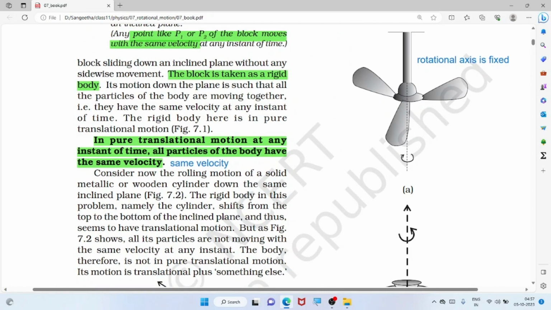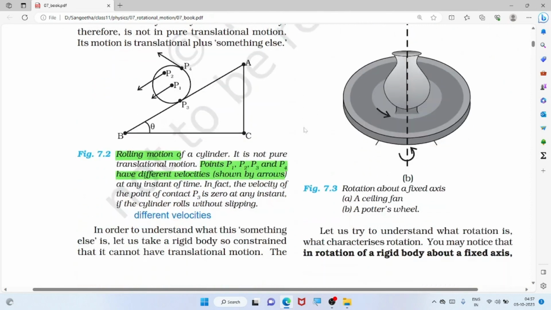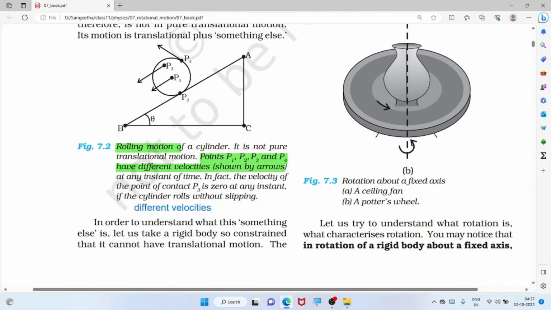So here we have the axis of rotation fixed. This axis of rotation is fixed. In a rotational motion, they have different velocities. These P1, P2 all have different velocities. That is the difference between translational and rotational motion.